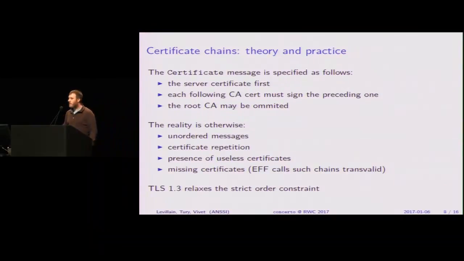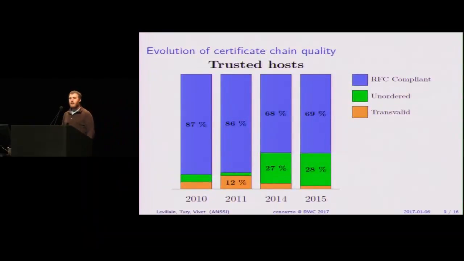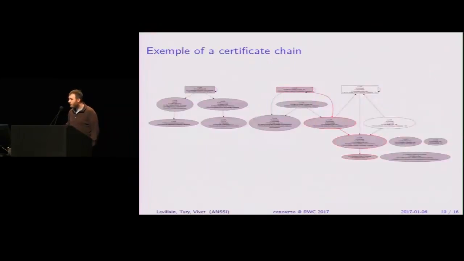Okay, what's interesting is that TLS 1.3 relaxes this constraint on the order, which is a good thing, because if you look at the quality of certificate chains, you see that fewer and fewer certificate messages are in fact RFC compliant, because they are not necessarily ordered, for various reasons. So that was just another result concerning certificates.